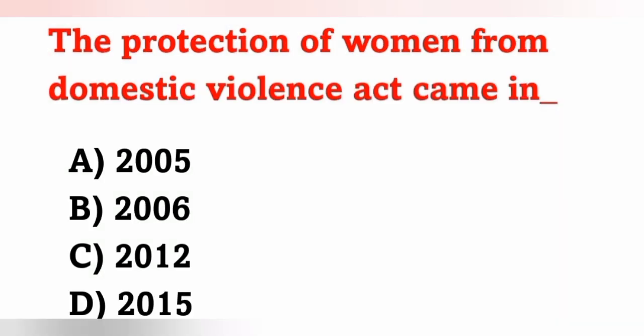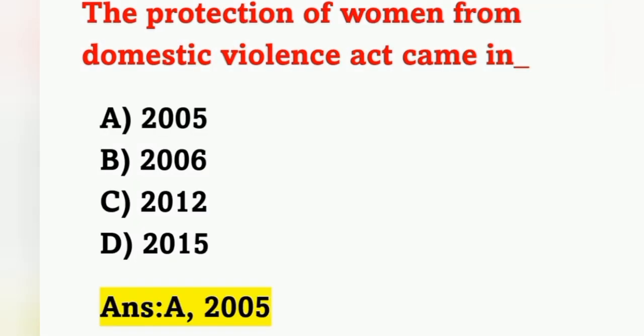Move on to the next question. The Protection of Women from Domestic Violence Act came in option A, 2005, option B, 2006, option C, 2012, option D, 2015. Protection of Women from Domestic Violence Act. Correct answer, option A, 2005.